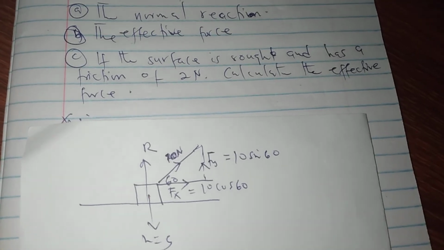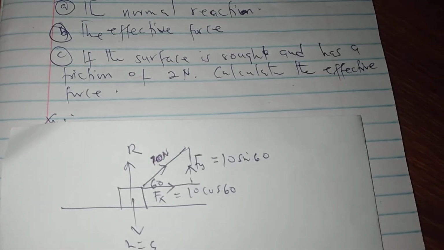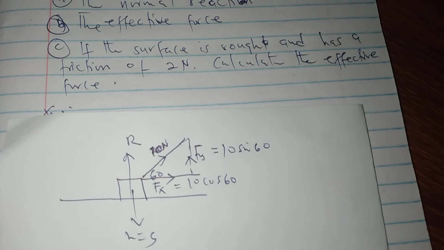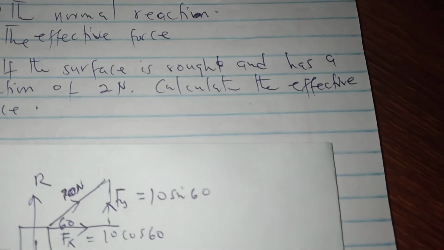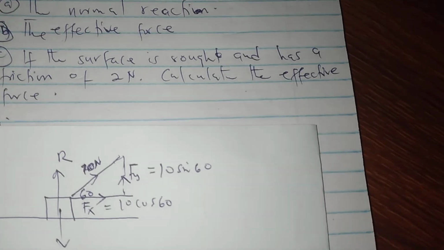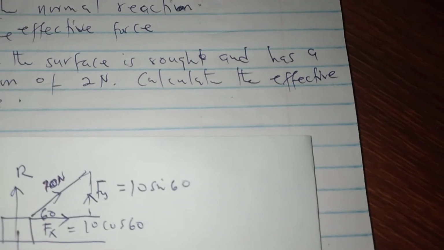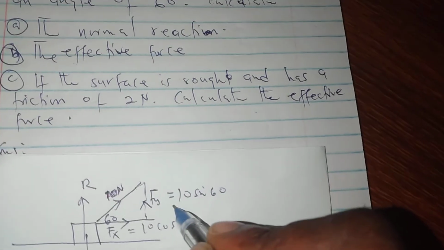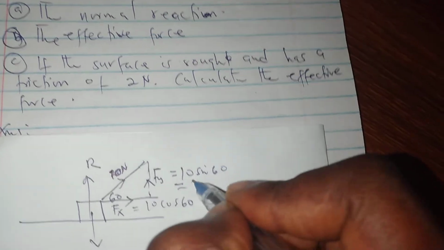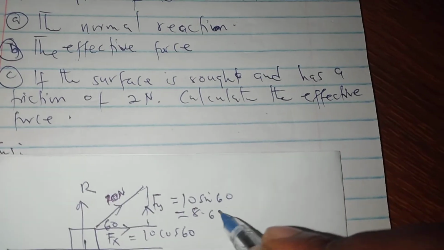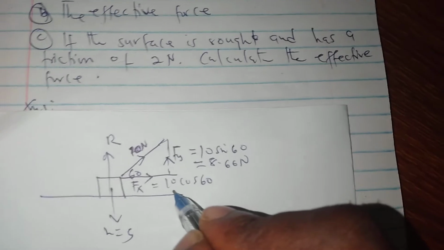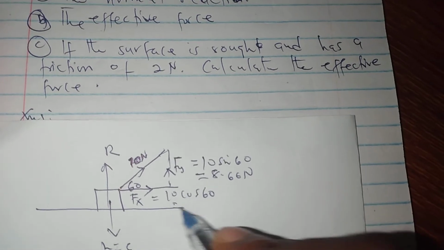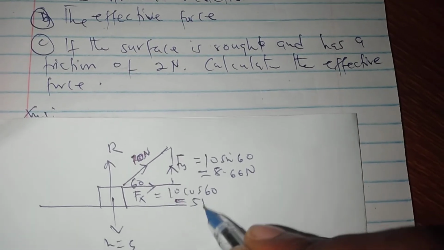I think we can move on from there and try to solve the rest of the questions that have been asked. So here, let's go through and see what we can get. The 10 sine 60, you are going to arrive at 8.66 Newton. And the f of x, that is the 10 cos 60, you are going to arrive at 5 Newton.